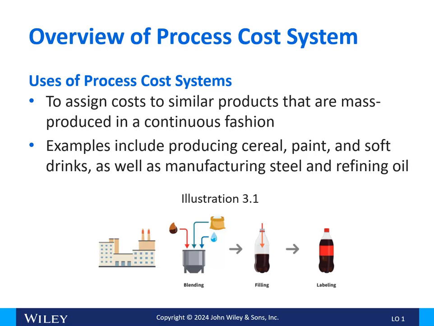Uses of a process cost system are to assign costs to similar products that are mass-produced in a continuous fashion. Examples include producing cereal, paint, soft drinks, as well as manufacturing steel and refining oil. So it's any manufacturing process where the outcome is a product that you can't really differentiate, and it's almost a continuous production cycle that they're going through.